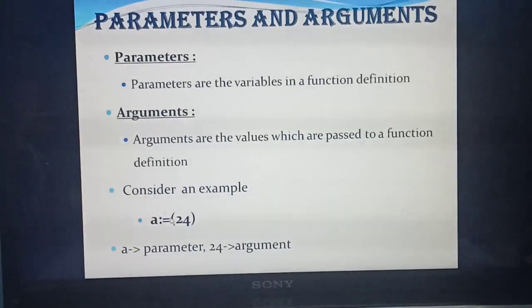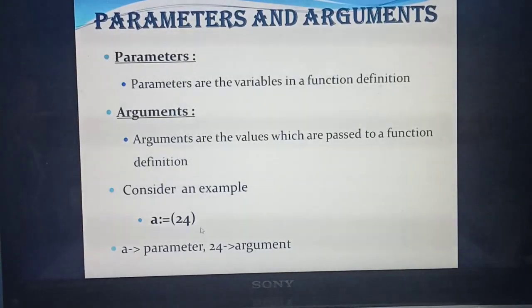Identify. Sometimes they will give an expression like this and ask you to identify which one is the parameter and which one is the argument. Among this, which one is the parameter? What do you mean by parameter? Variables used in the function definition are called parameters. So what variable is used here? A. So A is the parameter. Next one: what do you mean by argument? Values you are passing to the function definition are called arguments. So what value have you passed here? 24. So 24 is the argument.